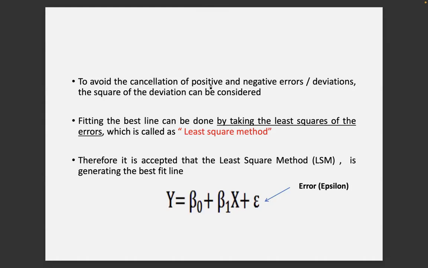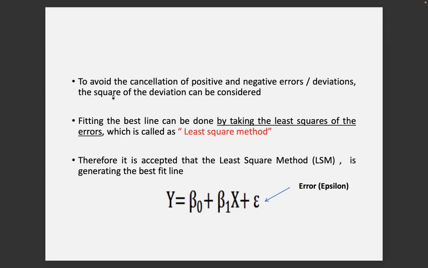Here, when we calculate plus or minus without squaring, these ones got cancelled. So to avoid that cancellation of positive and negative errors or deviations, we have to square the deviations, and it can be considered for the further calculations. Fitting the best line can be done by taking the least squares of the errors.